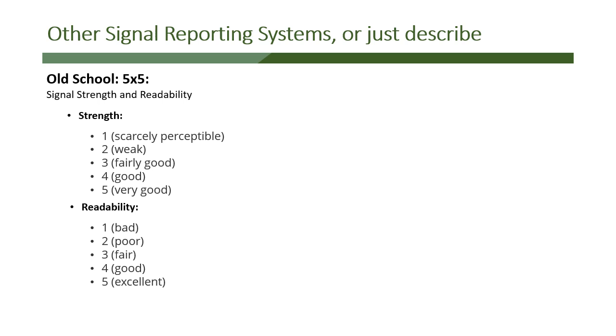Other signal reporting systems: you may hear the old school 5x5, which is signal strength and readability. So strength comes first. You're a fairly good signal, and your readability is good, so you'd be a 3-4. So that's one system. Again, these are all subjective systems, so just be aware of that.